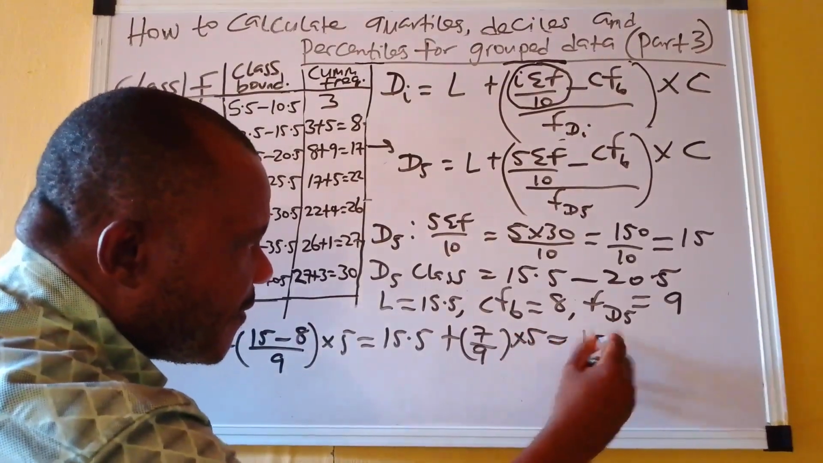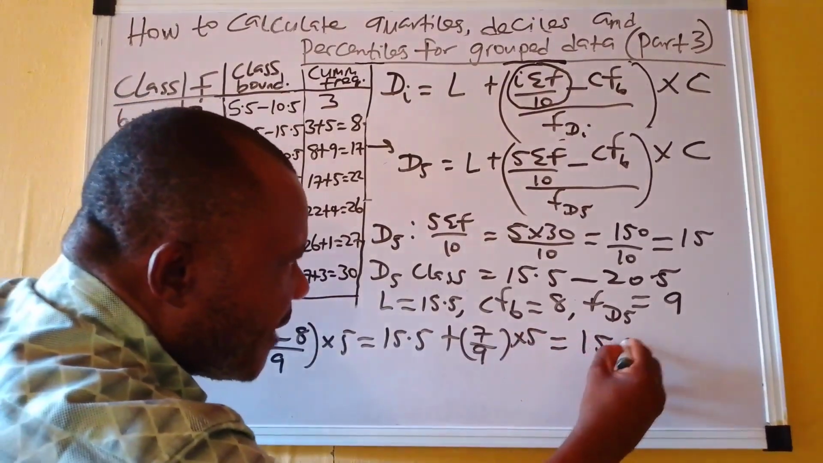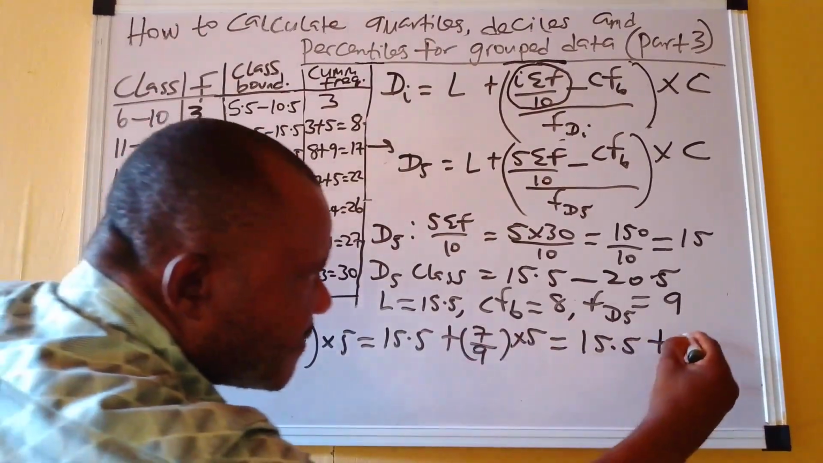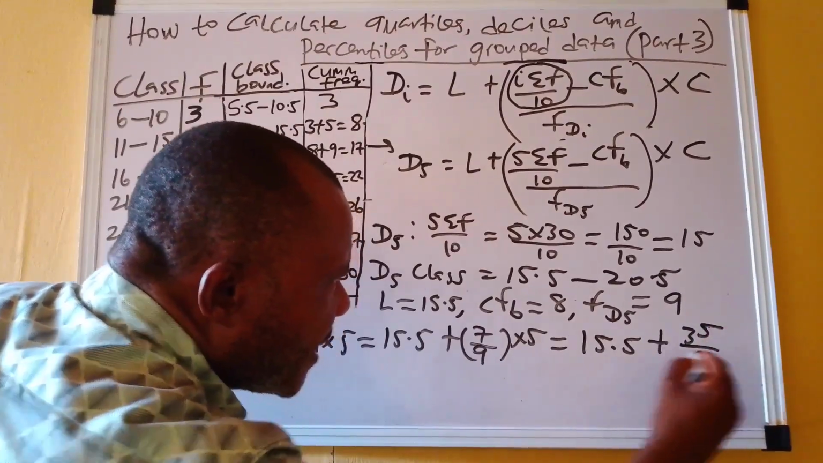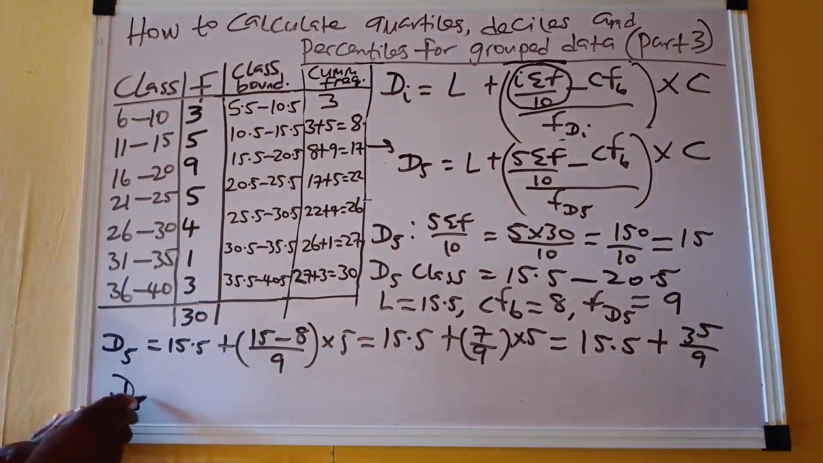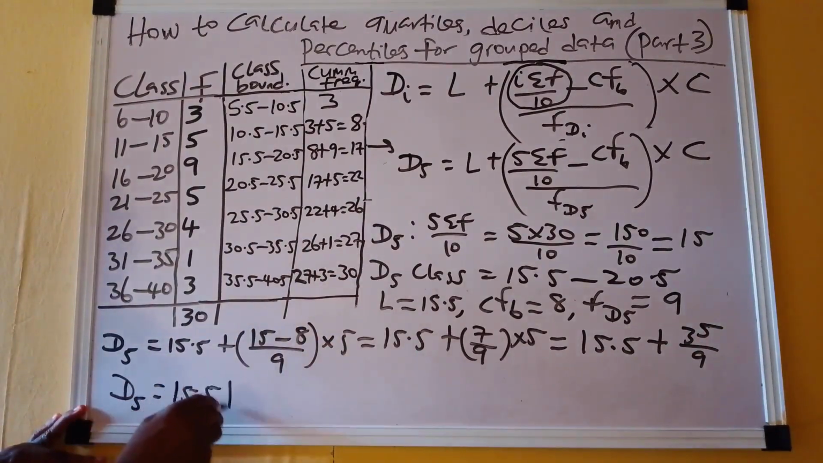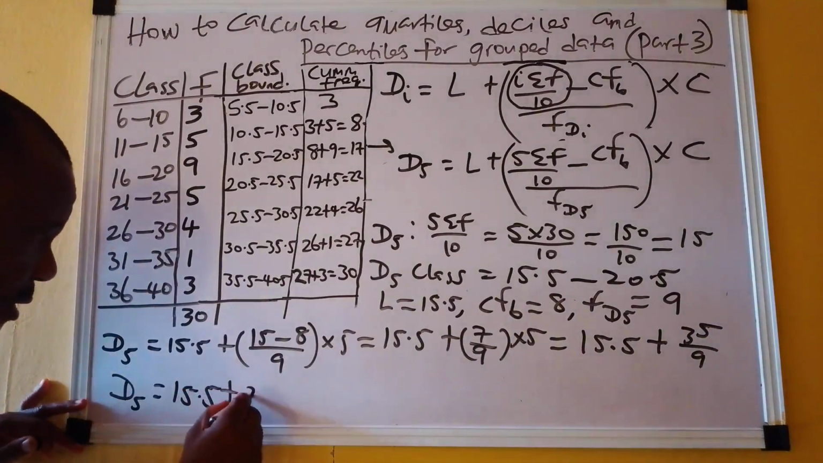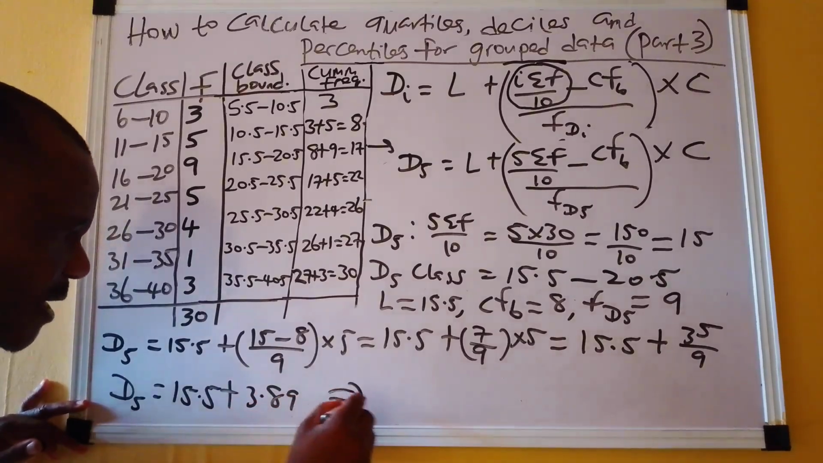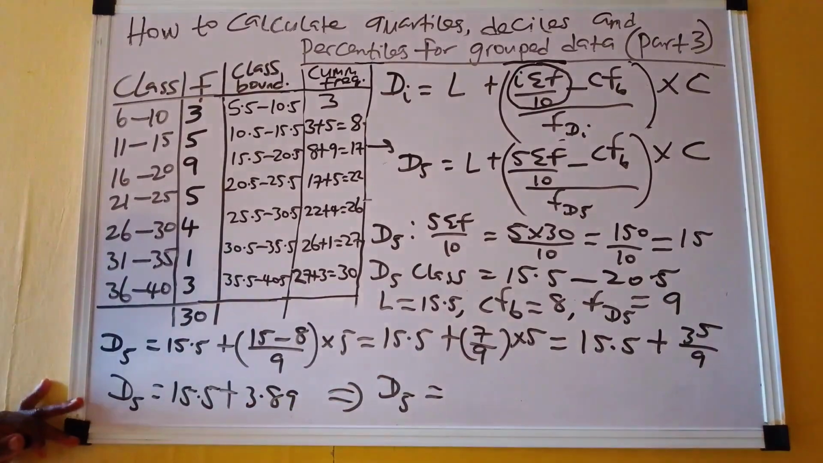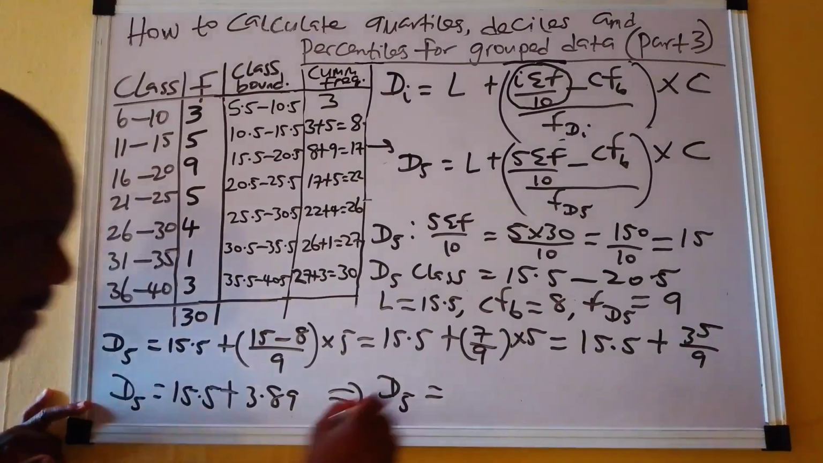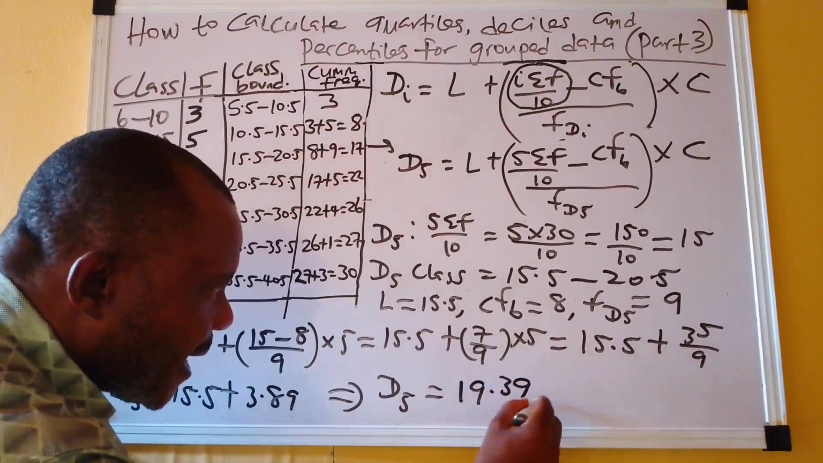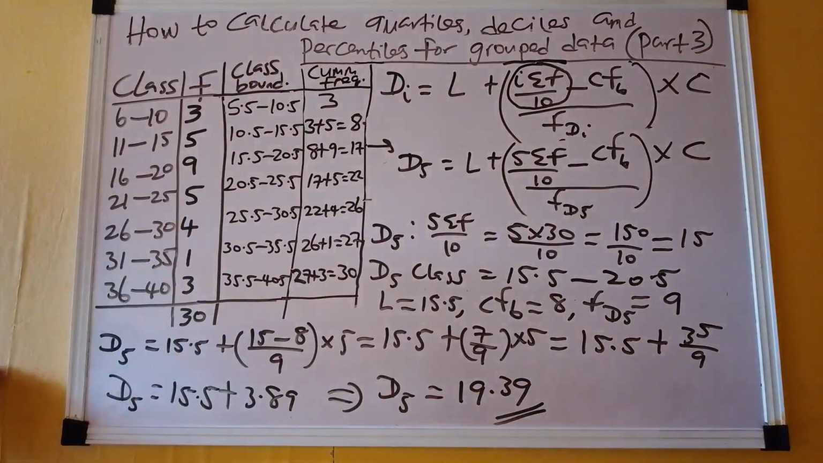This will be equal to 15.5 plus 7 times 5, 35, all over 9. So our D5 will be equal to 15.5 plus 35 divided by 9, which is 3.89. So by implication, our D5 is equal to 19.39. And this is equivalent to the Q2 we calculated.